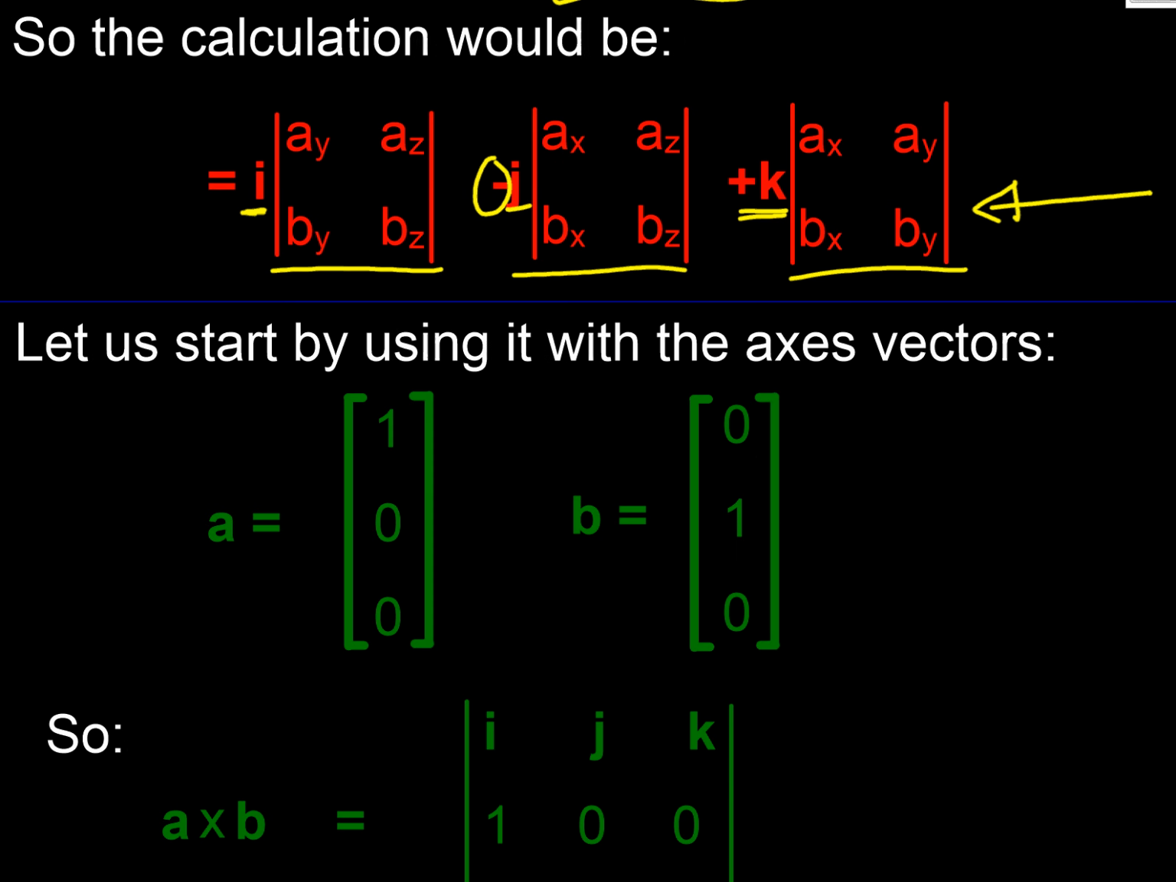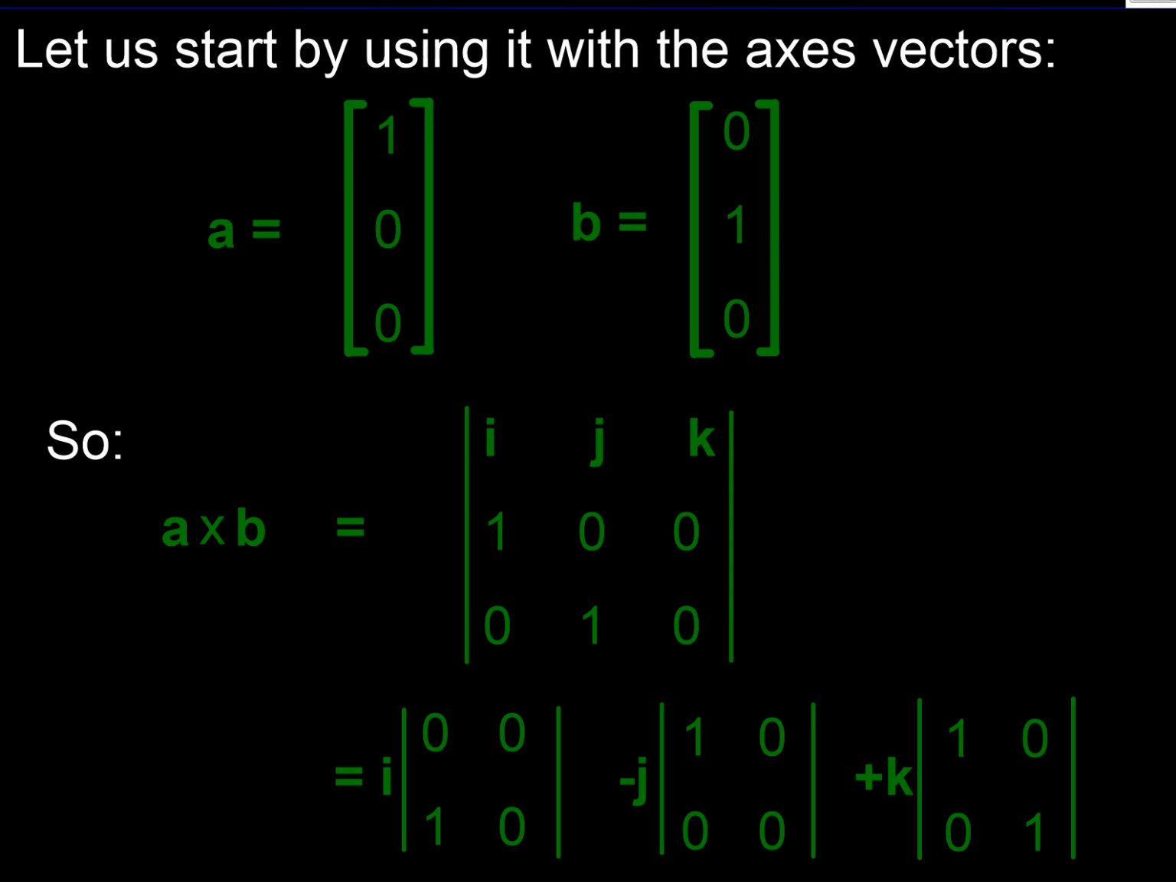Okay, let's work it in practice and see what happens with a particular and quite important result. Let's say that the A vector is 1, 0, 0. So that's 1 unit in the X direction, isn't it? That's actually the I vector, isn't it? And let's call the B vector 0, 1, 0. So that's 1 unit in the Y direction. So that's the J vector. If we substitute those into the determinant, we get our three determinants now.